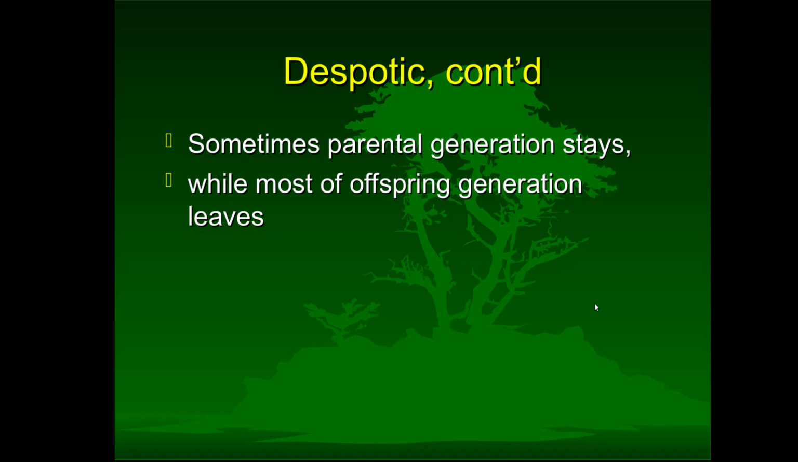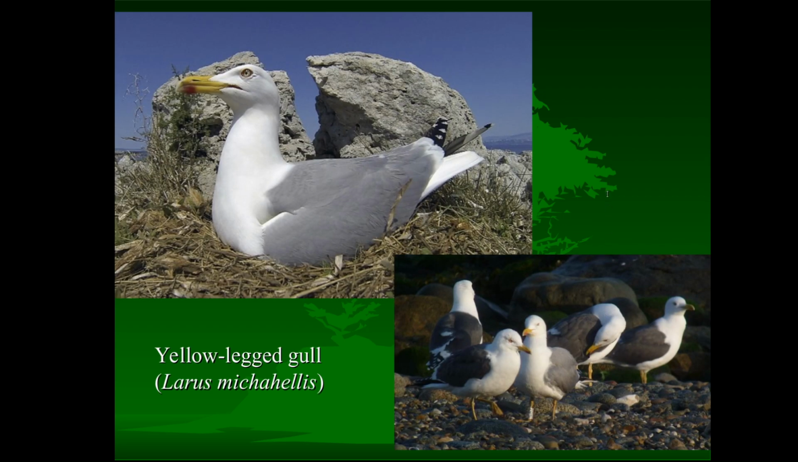All right, and in nature, sometimes the parental generation stays in a good habitat while most of the offspring generation has to leave. So, for example, the yellow-legged gull, and in this species, it nests in areas that have a good habitat, which is a vegetated habitat, and also bad habitat, habitat that's not vegetated. And birds nesting in the good habitat are generally older and more experienced than those nesting in the bad habitat where mortality is higher.